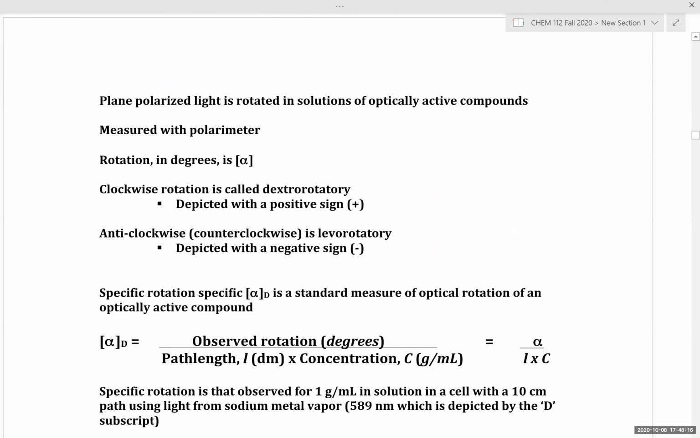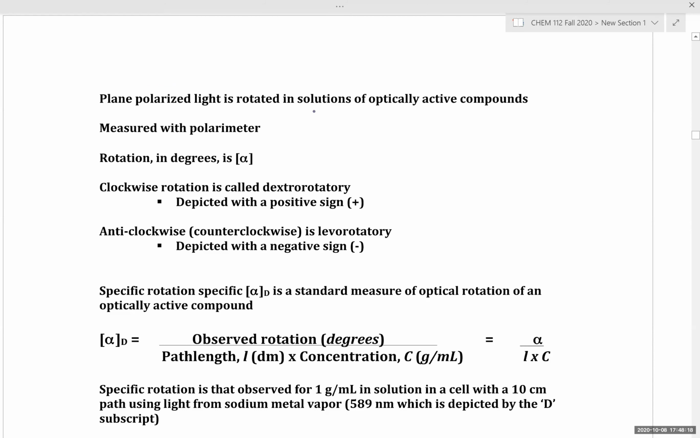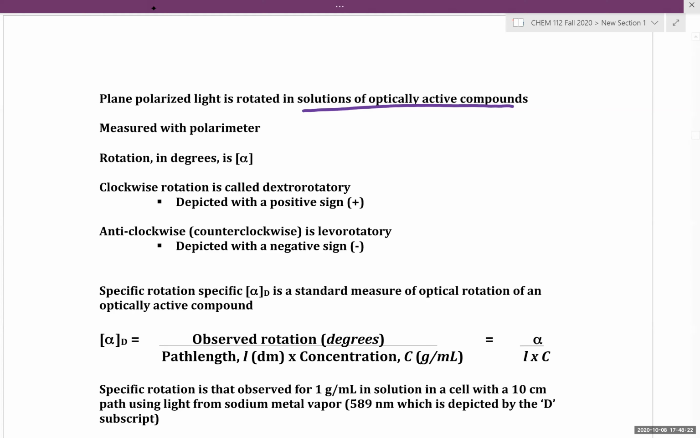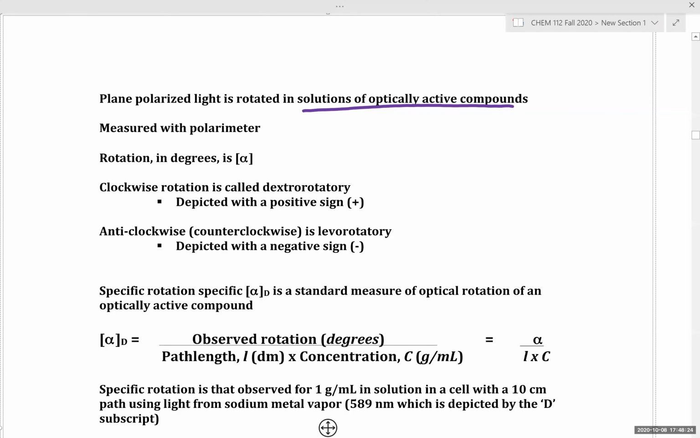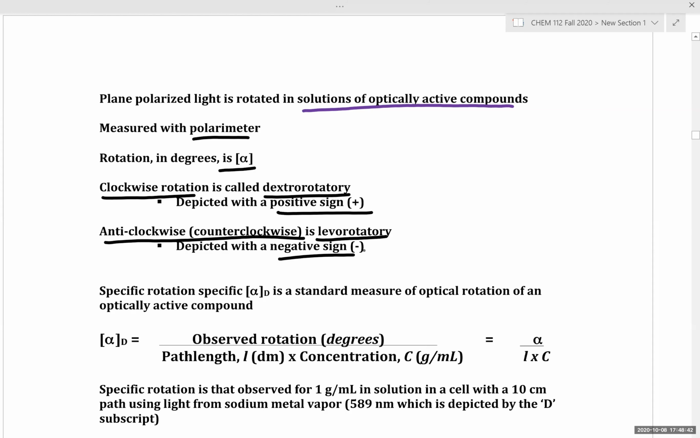So, plane polarized light is rotated when it passes through solutions of optically active compounds. This is measured using a polarimeter, where rotation in degrees is known as alpha. If there's clockwise rotation, it's dextrorotatory, and it's depicted with a positive sign. Anti-clockwise rotation is levorotatory, depicted with a negative sign.